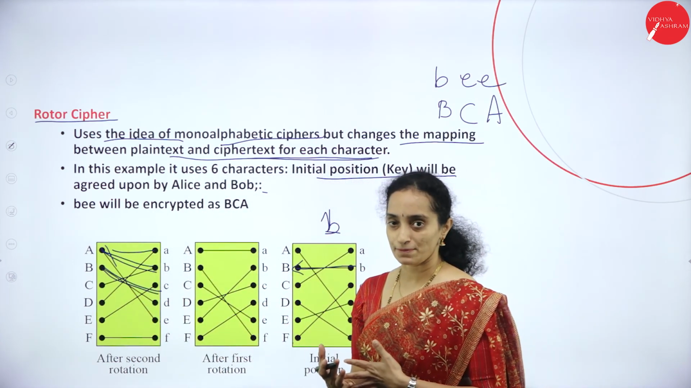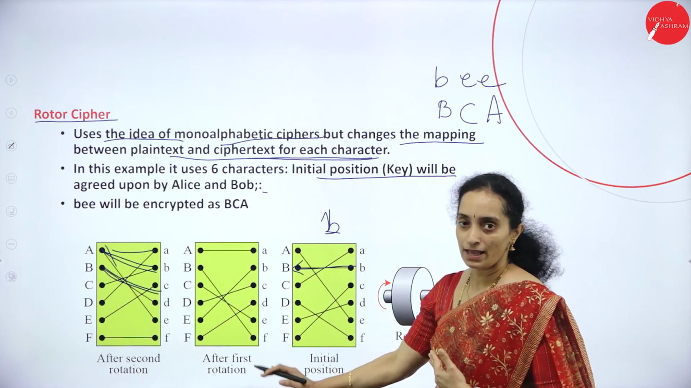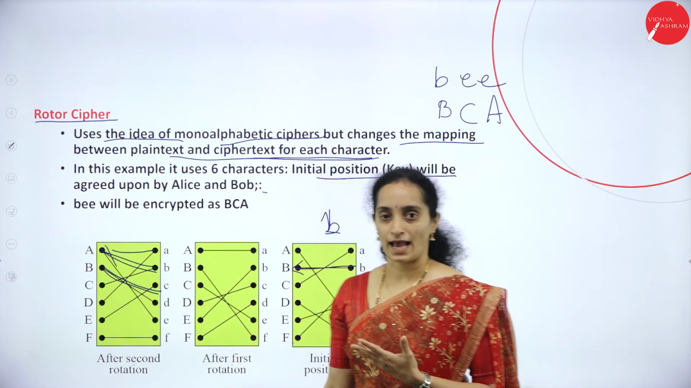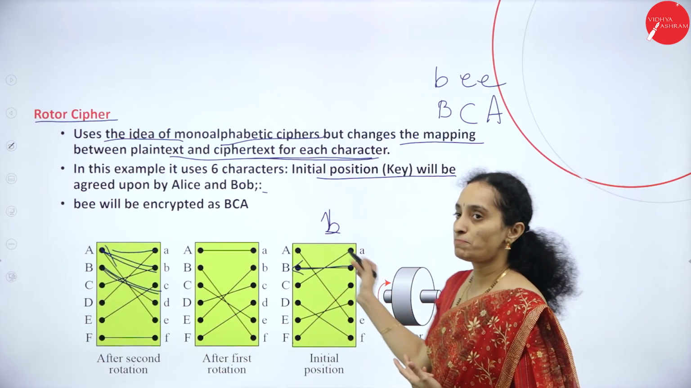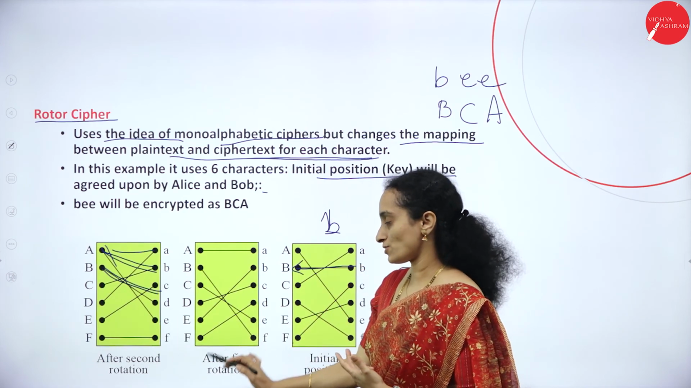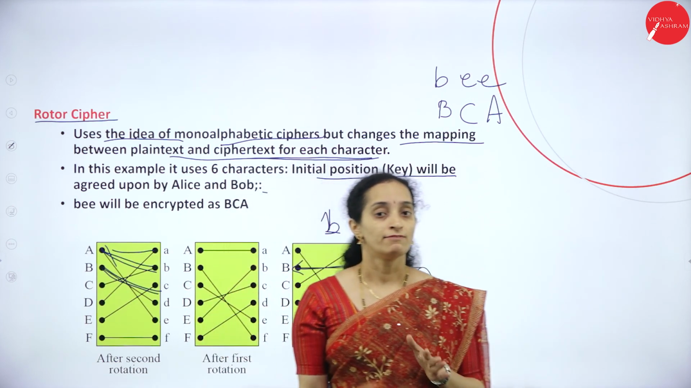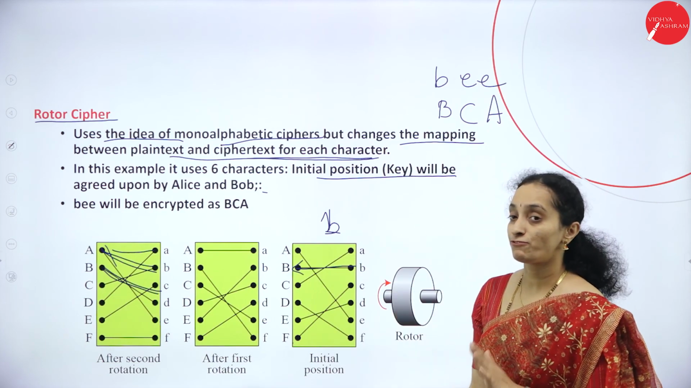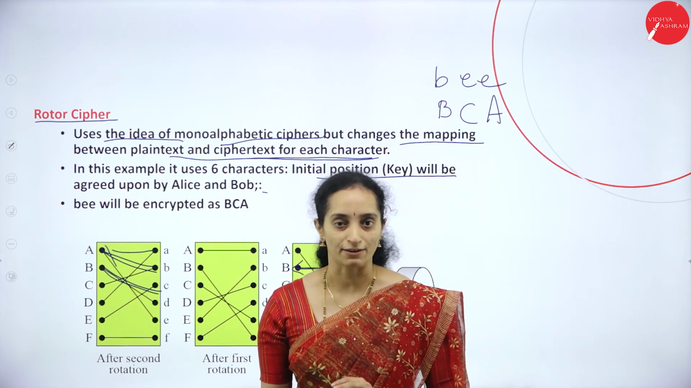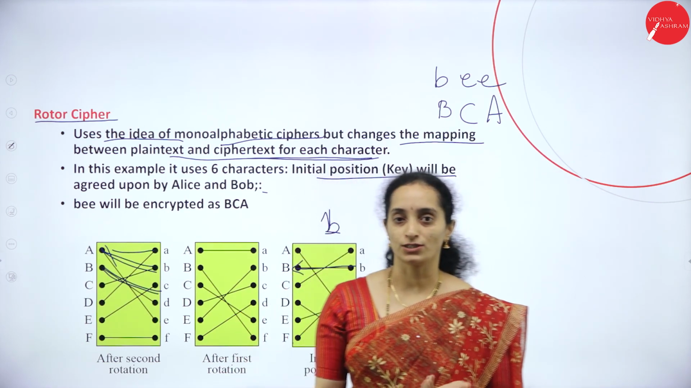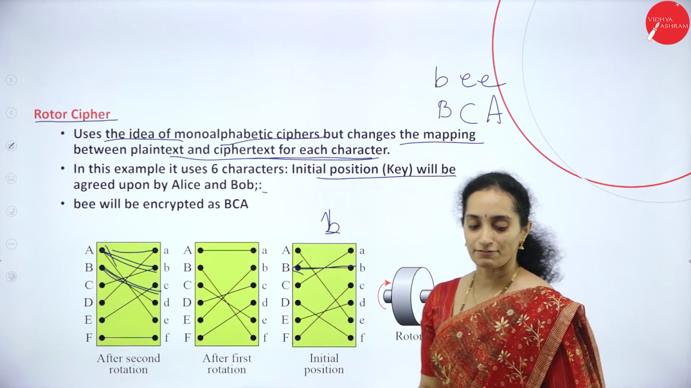Every time the rotation happens, the encryption will be done by rotating the connection between the plain text and ciphertext characters. This will be repeated for all 26 characters. Here it is shown for only 6 characters, but the actual rotor cipher method implements the concept for all 26 characters. Okay, this is about the rotor cipher. In the next session, I am going to continue with the next concept in the polyalphabetic cipher. Thank you.